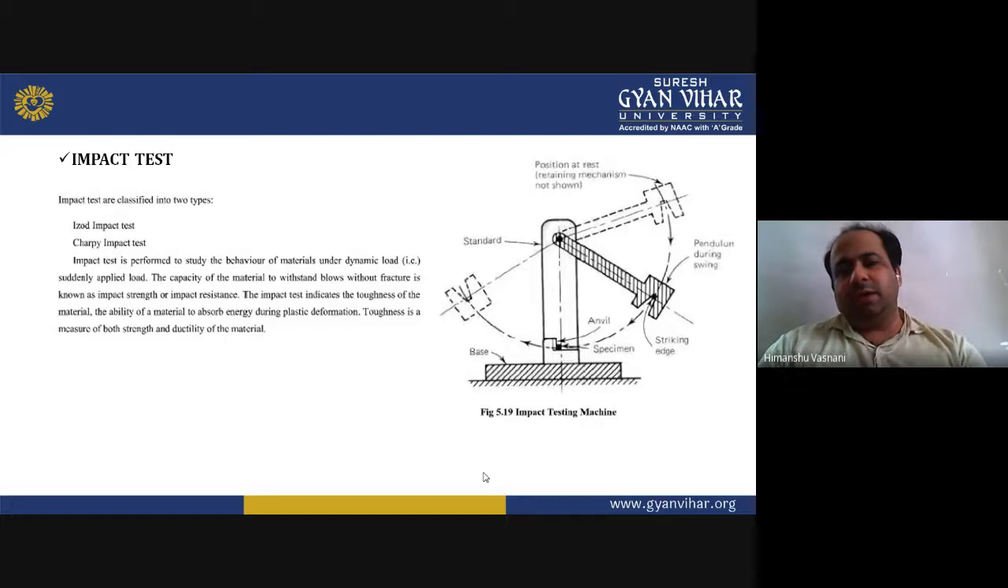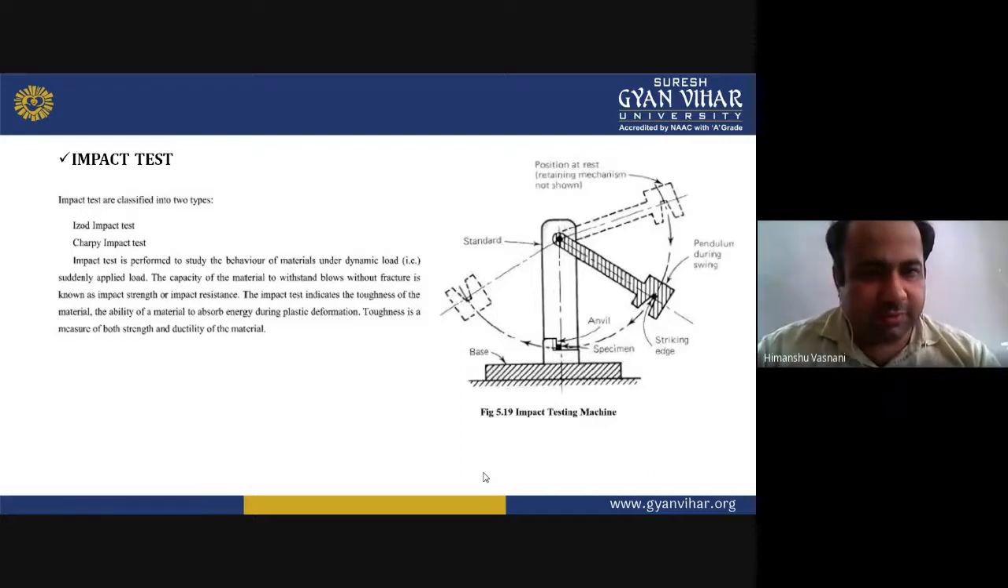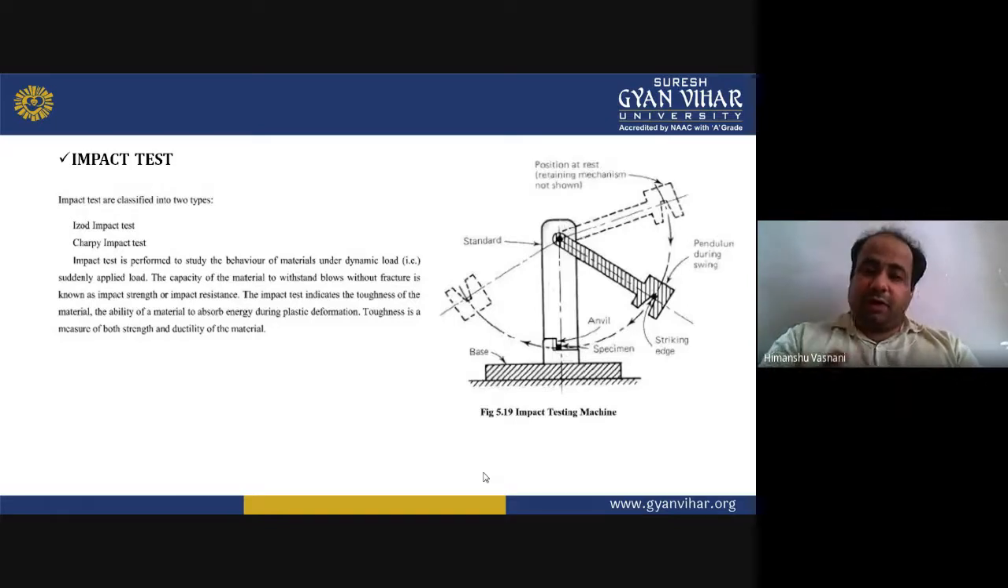In the previous lecture, we studied the hardness test, compressive test and tensile test. Here we are talking about the impact test. The capacity of the material to withstand blows without fracture is known as the impact strength or the impact resistance. The impact test indicates the toughness of the material, the ability of a material to absorb energy during plastic deformation.